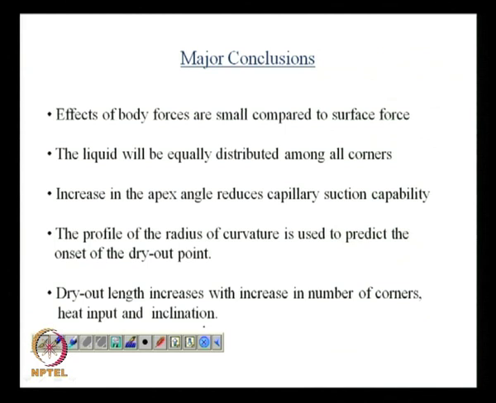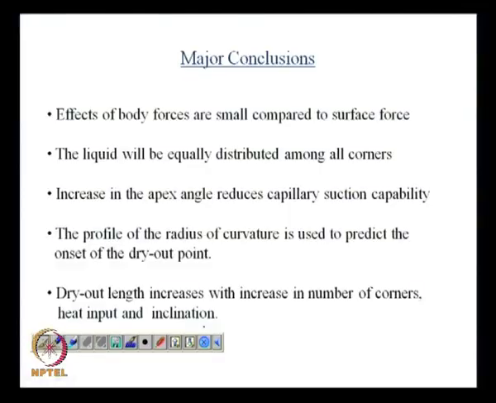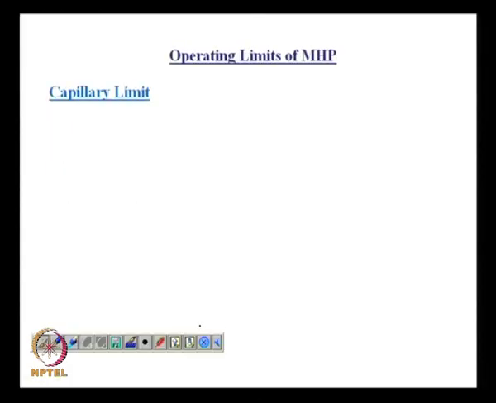So, the conclusions that we could make from this short presentation of a very complex phenomenon are that the body forces, their effects, are rather small. There will be liquid at all corners, but the liquid will start evaporating at the hot end, and the liquid will be supplied by a capillary pressure gradient. A point would come where the capillary pressure gradient would not be sufficient to make the liquid flow, and the profile of the radius of curvature can be used to predict the onset of the dry out point.